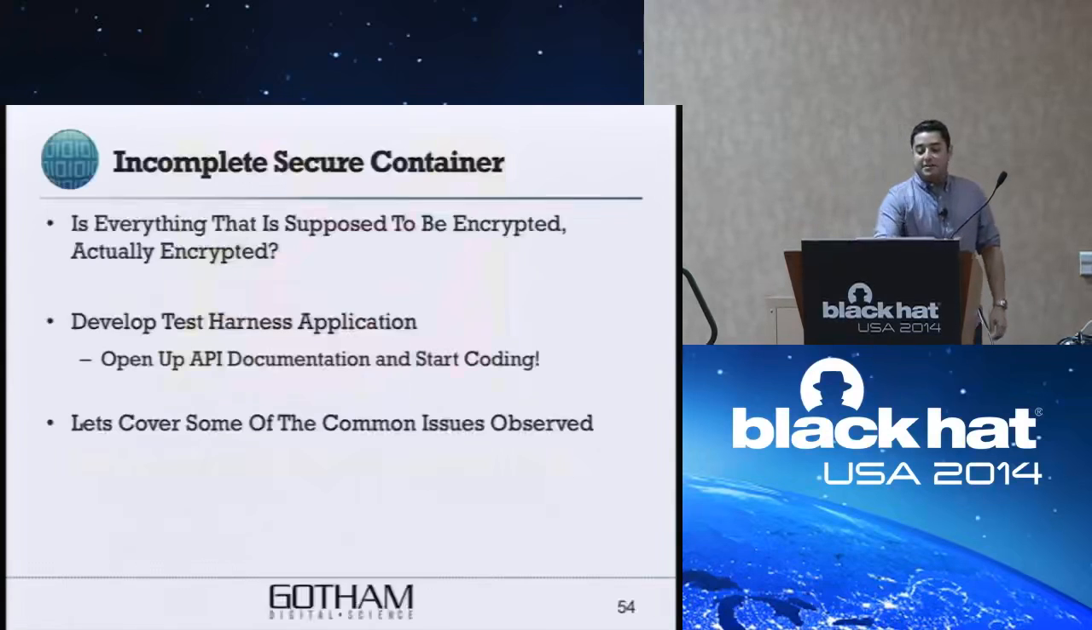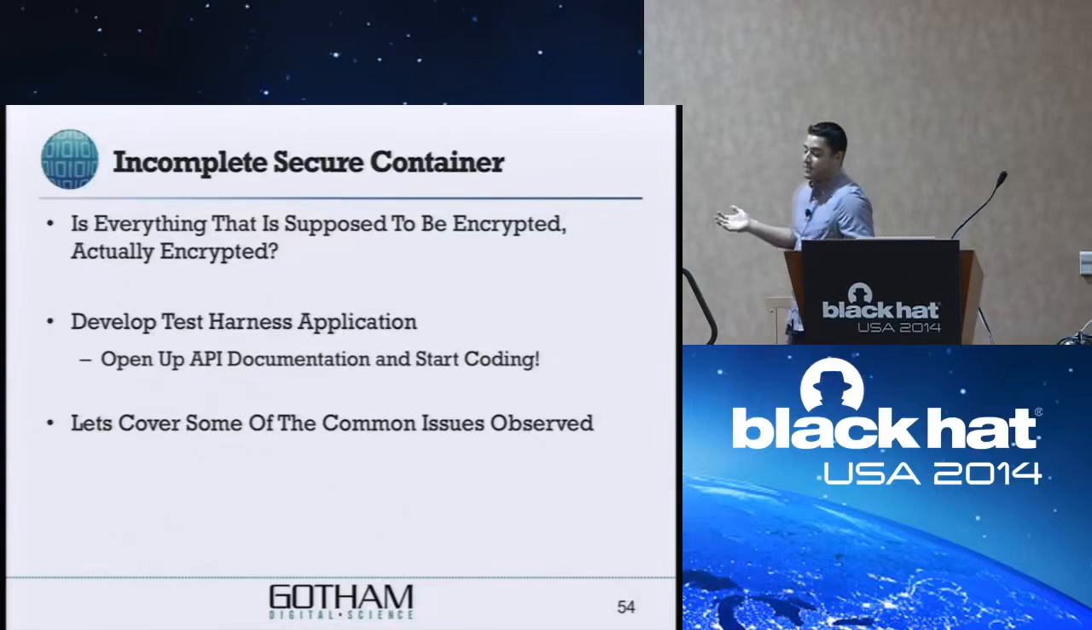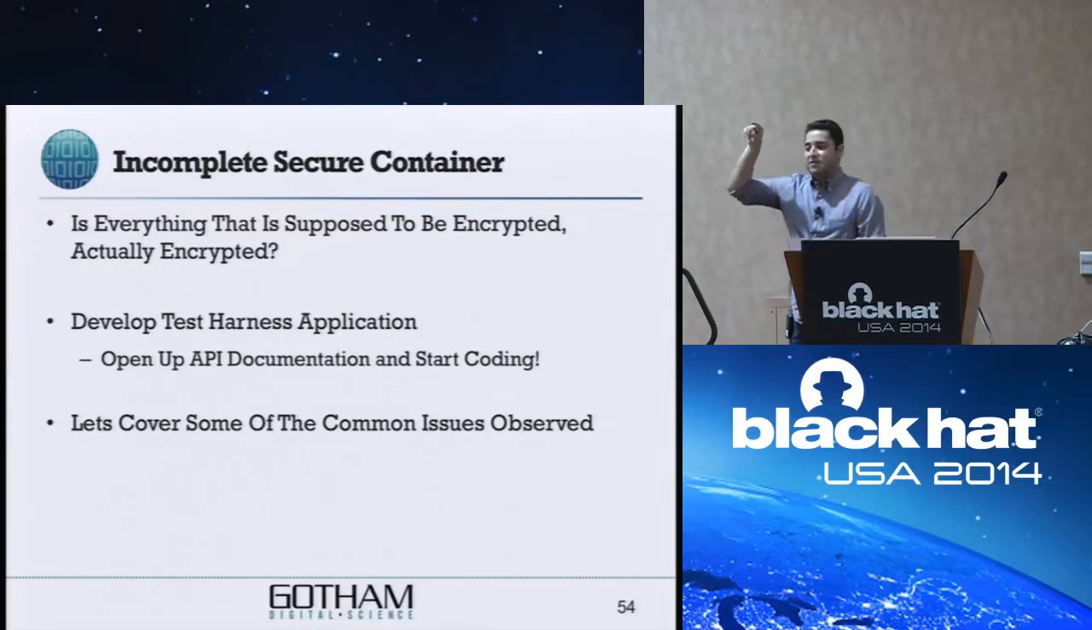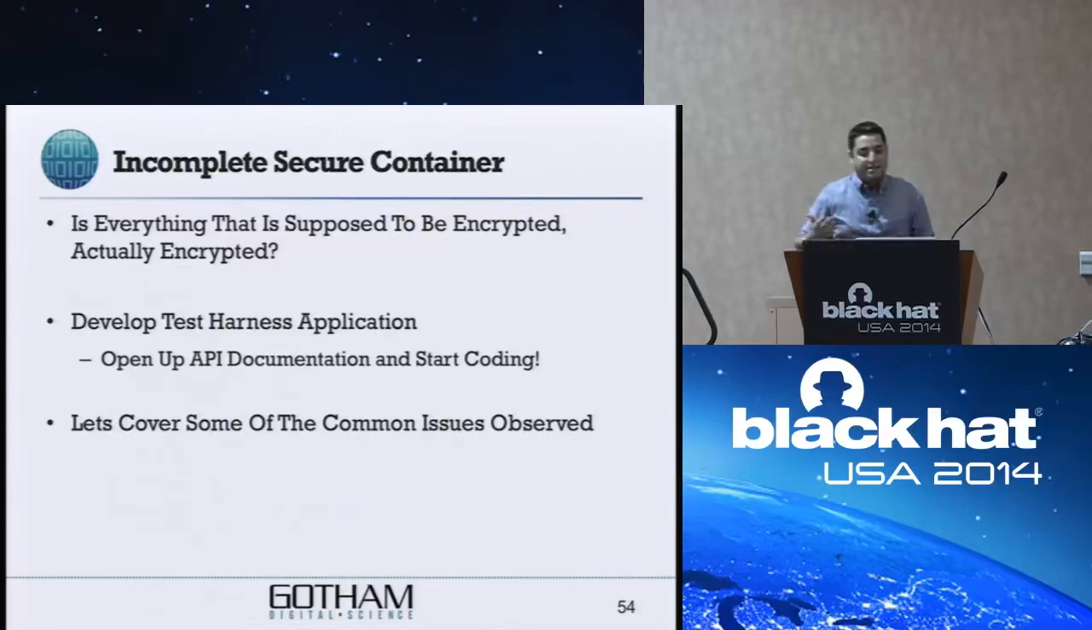Incomplete secure containers. Everything that is supposed to be encrypted should be encrypted. So what was our approach to finding these types of issues? We developed a test harness. We cracked open documentation, looked at all the APIs, and we're like, all right, this probably writes some data, this writes data, that might cache data, that caches data. We just wrote test harness applications, and then got them wrapped, and then we see what got stored in plain text, what didn't.